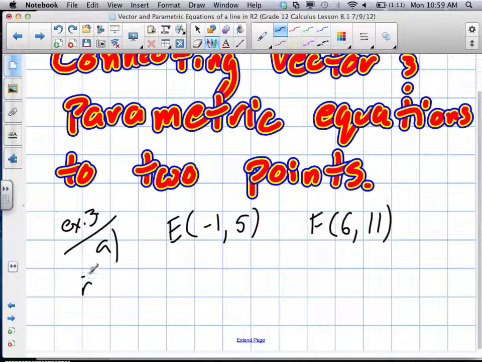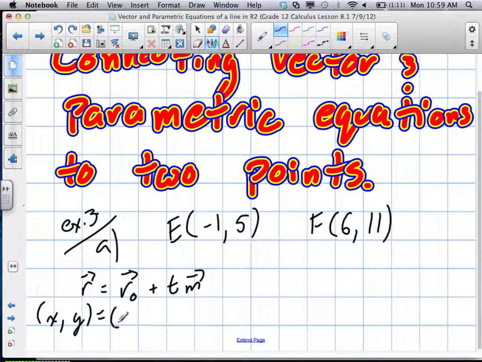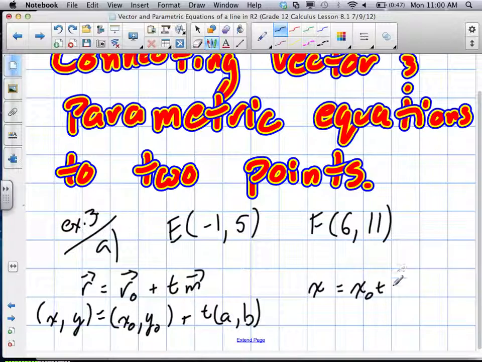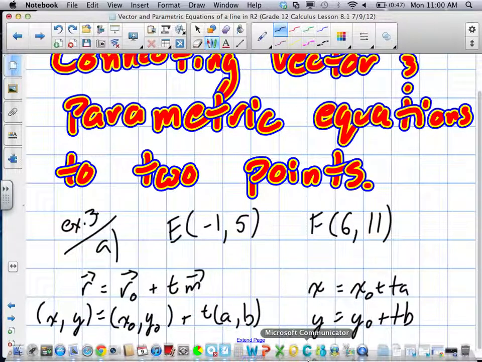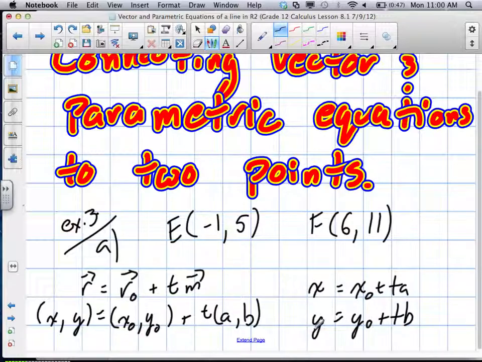Remember, our vector equation was equal to r naught plus a scalar parameter of our directional vector. This is also written as x, y is equal to x naught, y naught, plus t a, b. And the parametric form of our equation was x is equal to x naught plus ta, and y is equal to y naught plus tb.